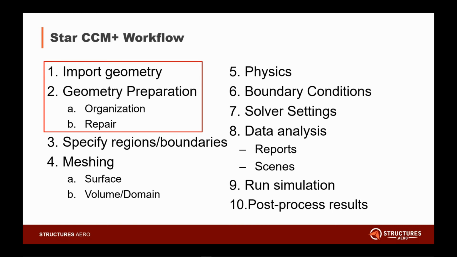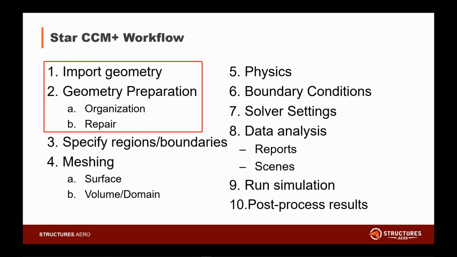But the rest of the workflow is specifying your region and your boundaries, because if you're looking at a wind tunnel model, maybe you're working with a half model and you need a symmetry plane. That's one type of boundary. Or you need an inlet and an outlet, or a wall, where you don't really care about resolving the boundary layer. So you can turn off that type of functionality.